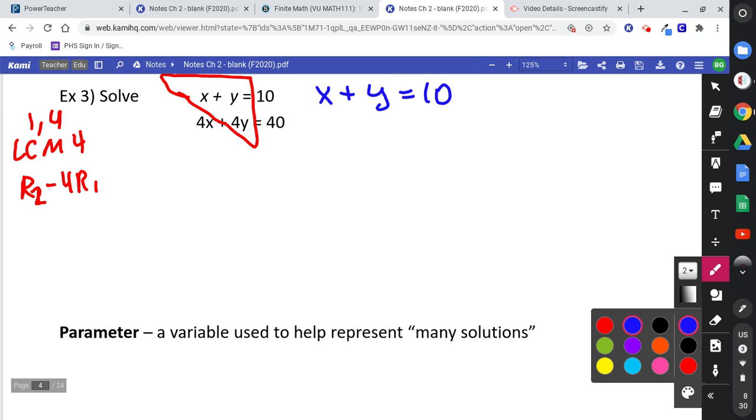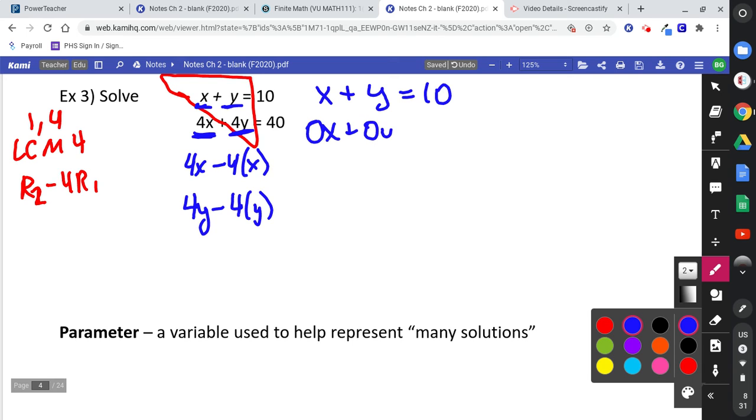Bottom row, I'm going to apply that rule. That rule says row 2 is 4x minus 4 of the row 1s. Well, we know that's going to be 0x. That was kind of the whole point of why I picked my rule in the first place. So then we do the rule again. We've got row 2 is 4y minus 4 times row 1. Ooh, that's going to be 0y again.